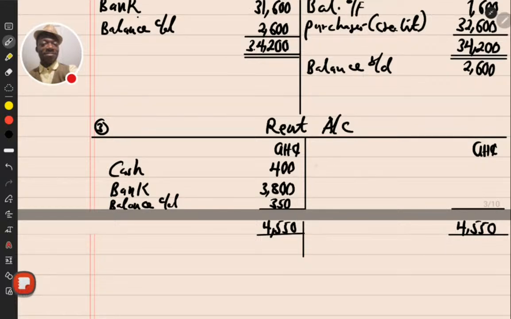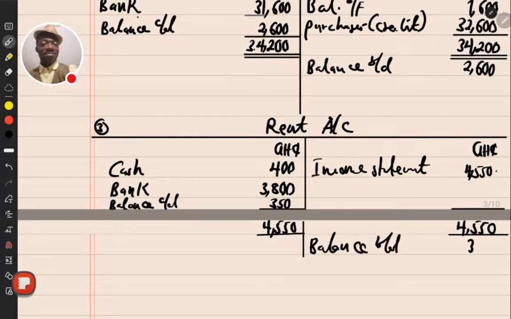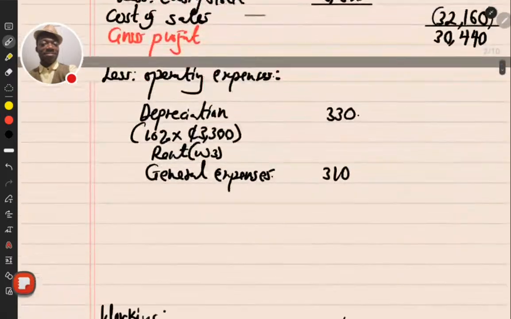And we'll call that an item that goes into the profit and loss account as a total expense for the year. Total expense for rent for the year. So we'll call that what? Income statement. So when we go to the income statement, we are going to record the amount of 4,550 as an expense for rent. So let's take note of that. Once we have the balance carried down, we'll have the balance brought down, the same value, 350. Once we are through, we'll come back to this.